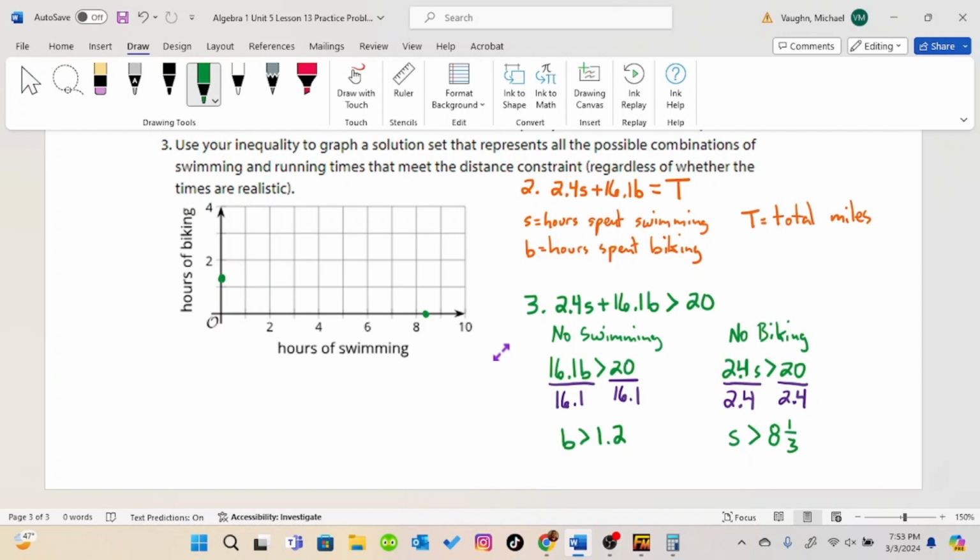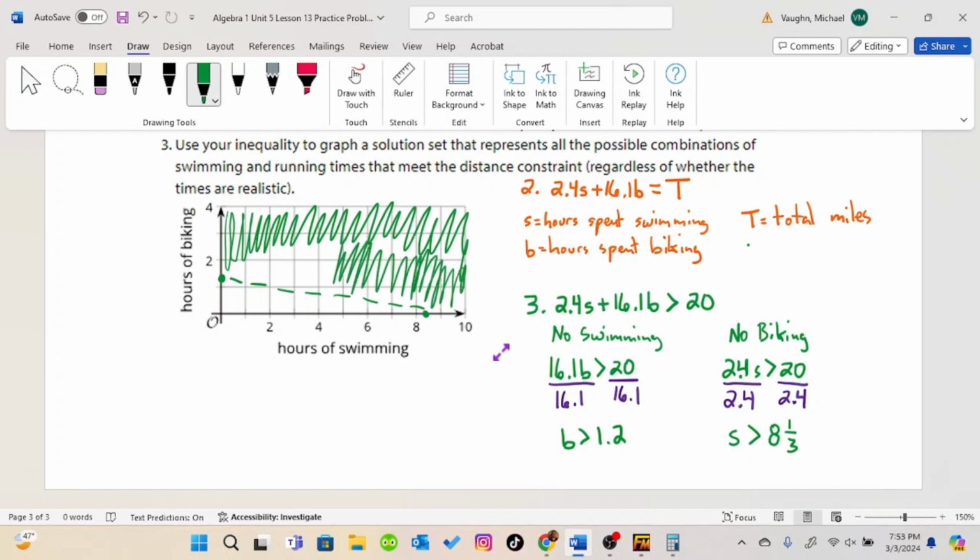And then when we draw our line to connect them, remember we only want values that are greater than, not greater than or equal to. So this is going to be a dashed line that is connecting them. And then we would shade in everything above because these would be the values that would make this true.